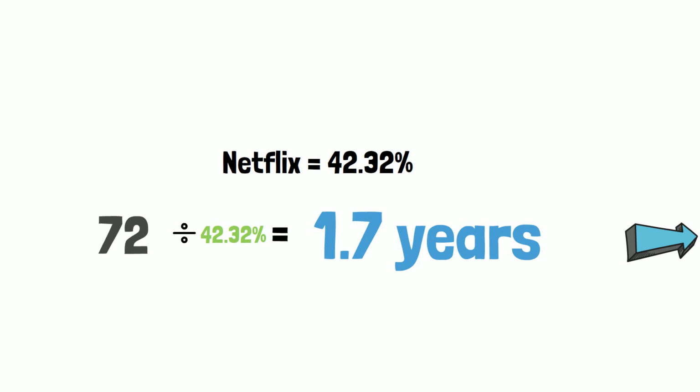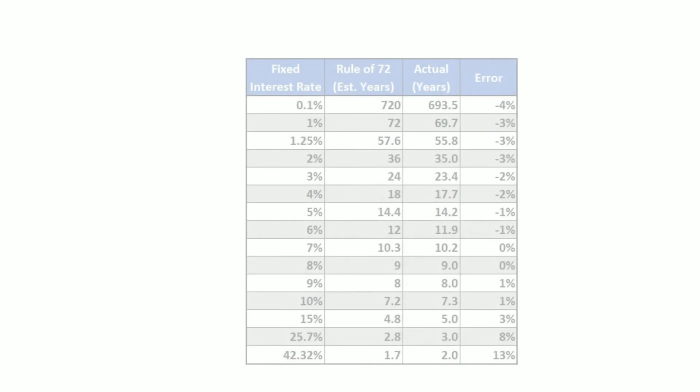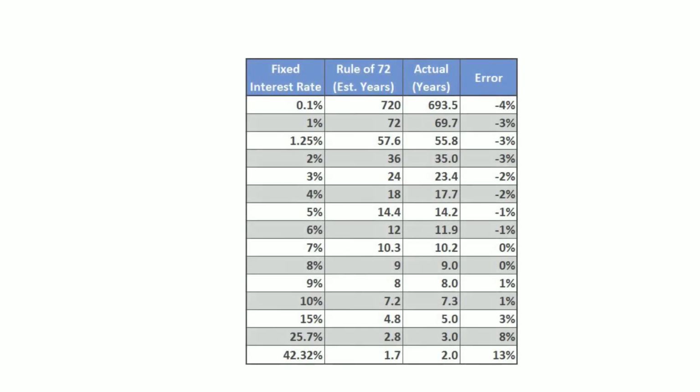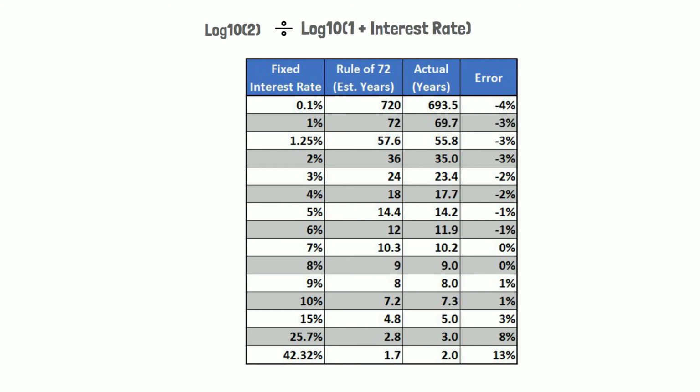Okay. But let's look at how the estimate compares to the actual number. Because doing the actual calculation, you're not going to be able to do it in your head. It's basically log base 10 of 2 divided by log of 1 plus your interest rate. So you can use the rule of 72, but let's compare to see how close they actually are.